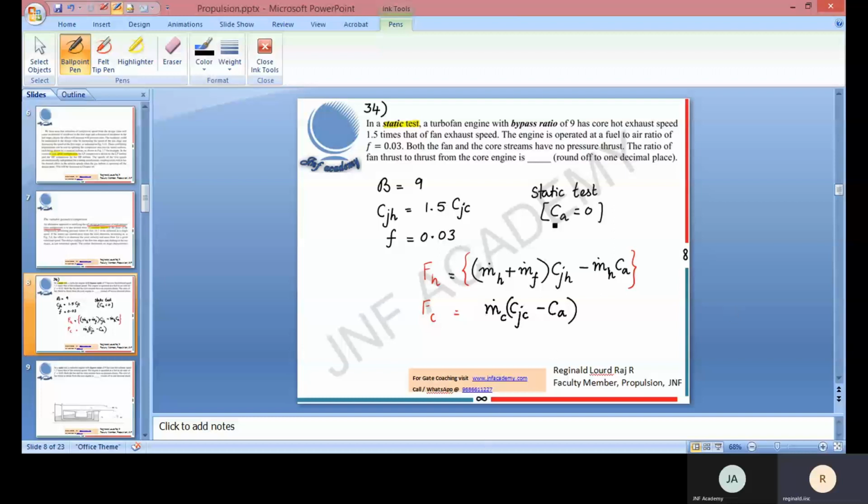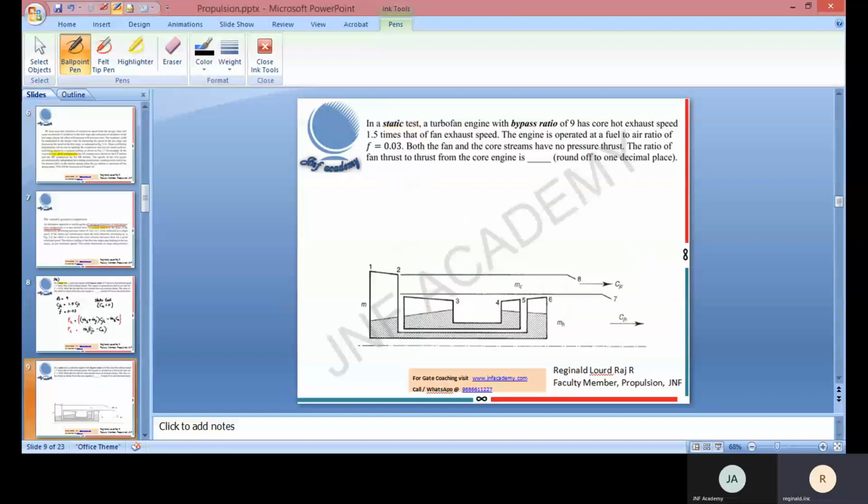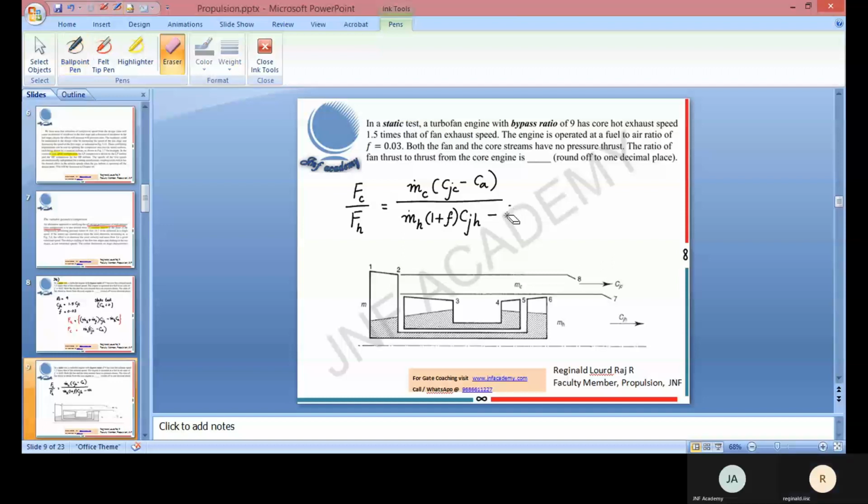Now they have asked what is the ratio of the fan thrust to the thrust from the core engine. So I have the turbofan engine here. They've asked what is the ratio of the fan thrust, the cold thrust, to the hot thrust. So this is given by m dot C into (CJC minus CA) divided by m dot H into (1 plus F, bringing the air fuel ratio into the picture) into CJH minus CA. I can take the m dot H outside. This equation is self-explanatory, I think you would have understood it.